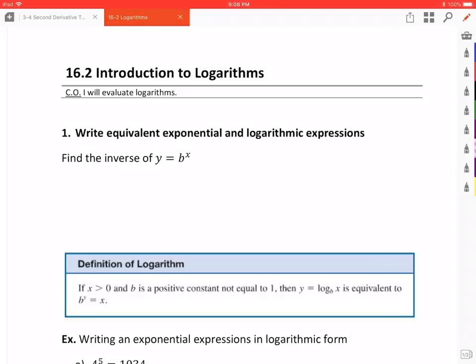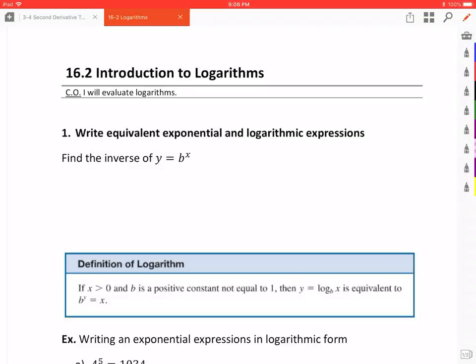We are looking at section 16.2 today, Introduction to Logarithms. First part says write the equivalent exponential and logarithmic expressions. So we're going to find the inverse of y equals b to the x. This is so I can define what a log is to you.